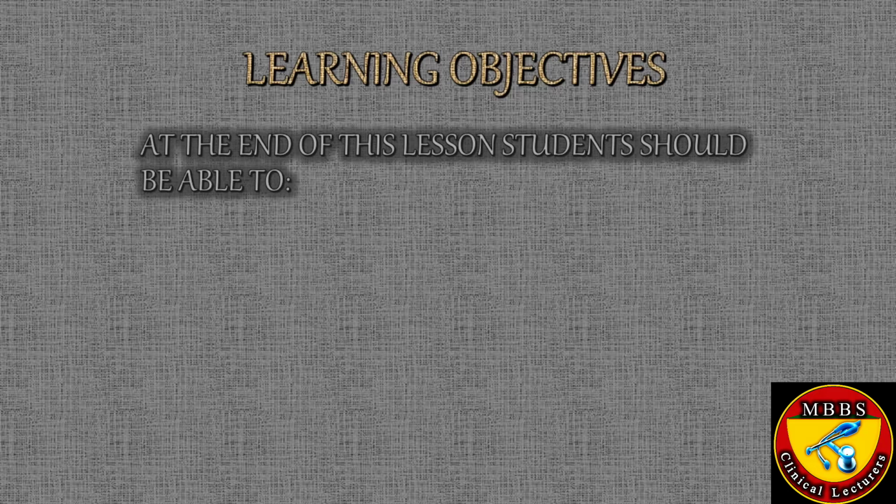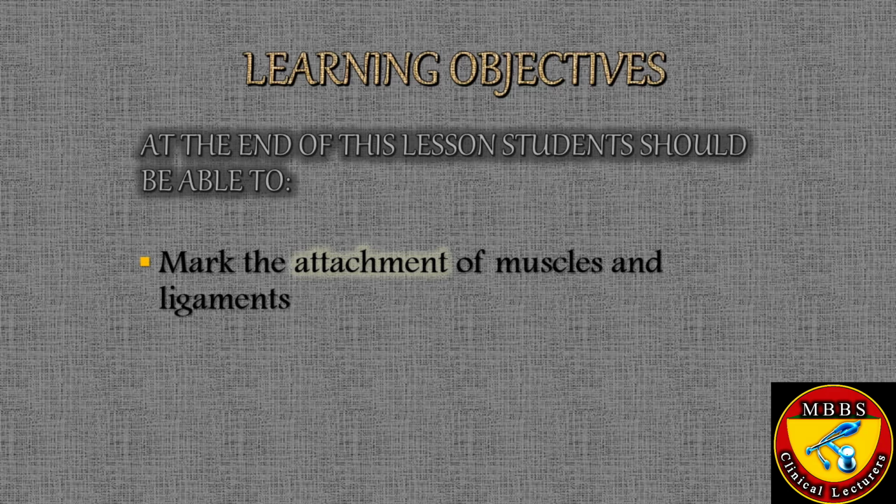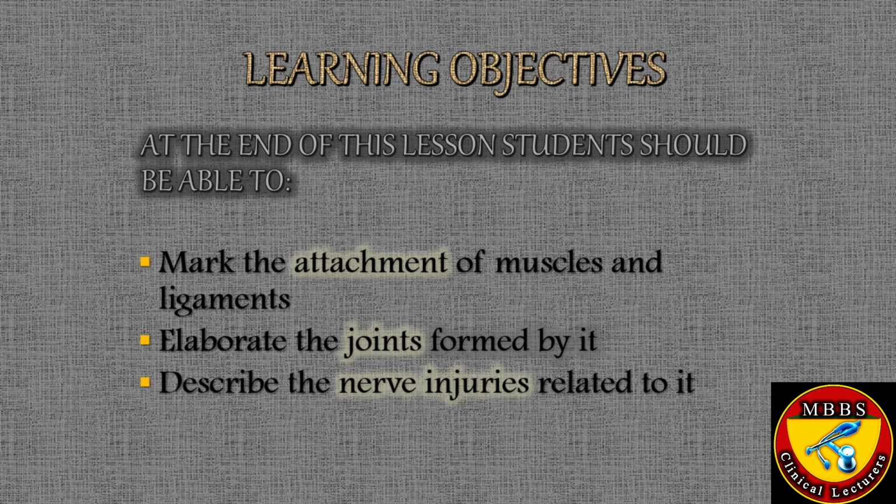Learning objectives: at the end of this lesson, students should be able to mark the attachment of the muscles and ligament on the fibula, elaborate the joints formed by it, and describe the nerve injuries related to it.